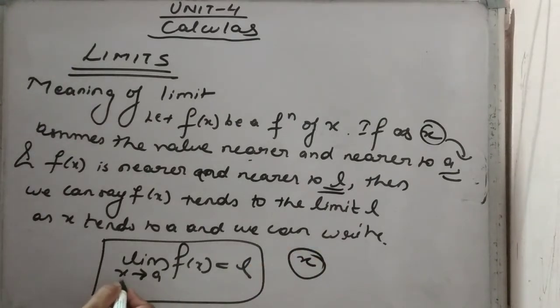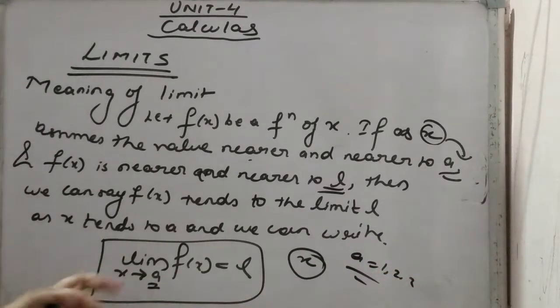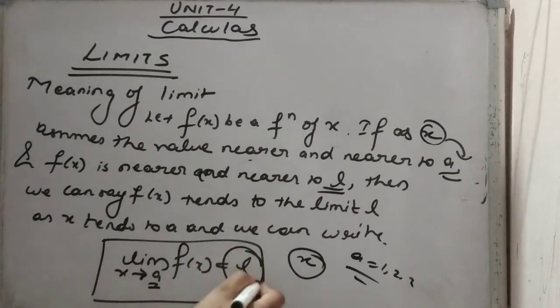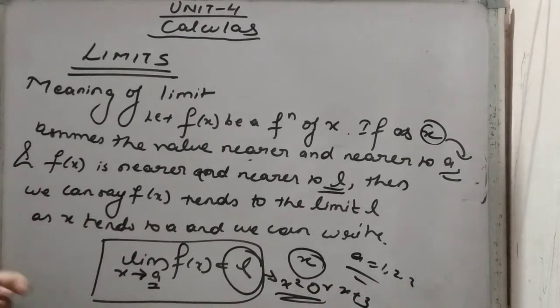Because here, if x tends to a, then a can be any value, 1, 2, 3, any value they will give you. As x tends to a, f of x equals L, the function can be x square, or x plus 3, any function of x. In that place you have to put the value of x, whatever value is given in the question, and see what value comes at the last. In this way you can find any of the limits.